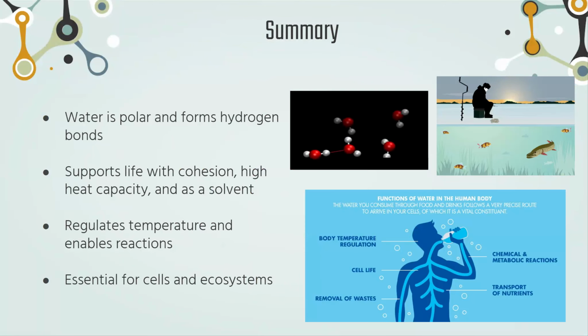So, in summary, water is polar and forms hydrogen bonds, very weak hydrogen bonds, and it has a charge. And it supports life with cohesion, meaning the water molecules bond together. It has a high heat capacity, meaning it doesn't change temperature so drastically. It needs a lot of energy to change temperature, and it is a great solvent. It can dissolve many substances, helping us to transfer nutrients and waste throughout our bodies. It helps us regulate temperatures because of its high heat capacity or specific heat, and it enables chemical reactions to happen. And this is why water is essential for cells and ecosystems to stay alive.